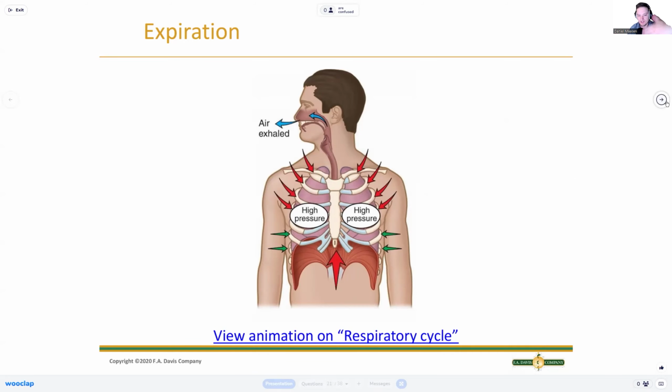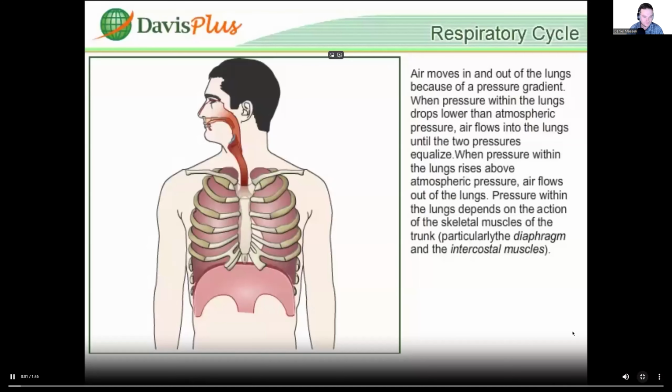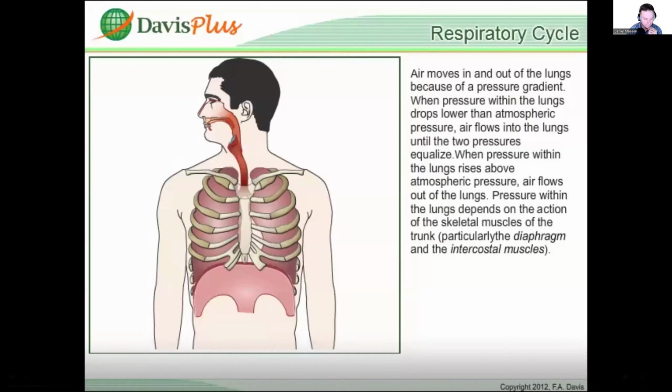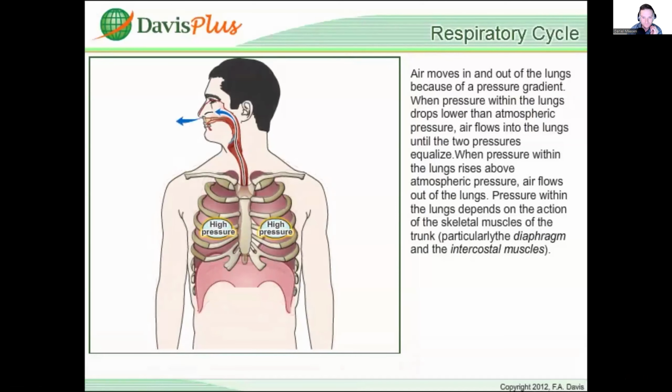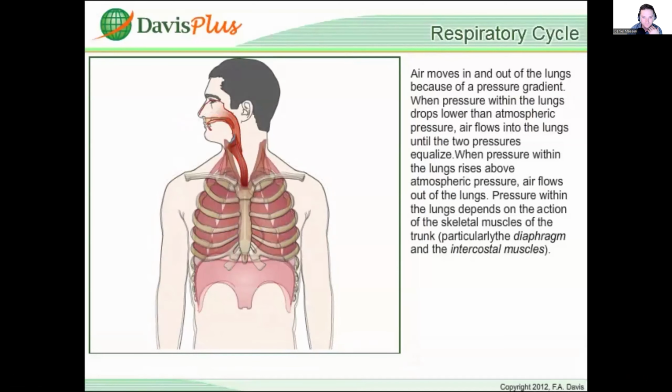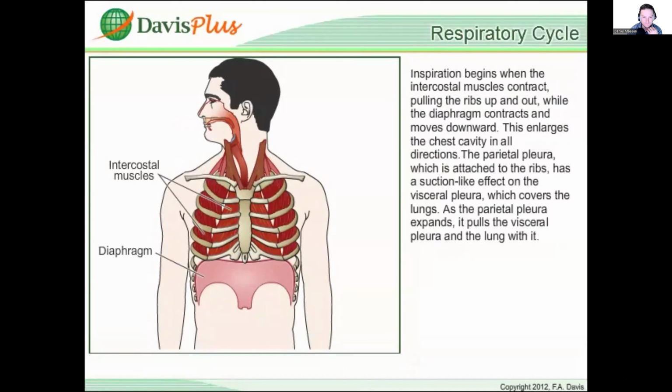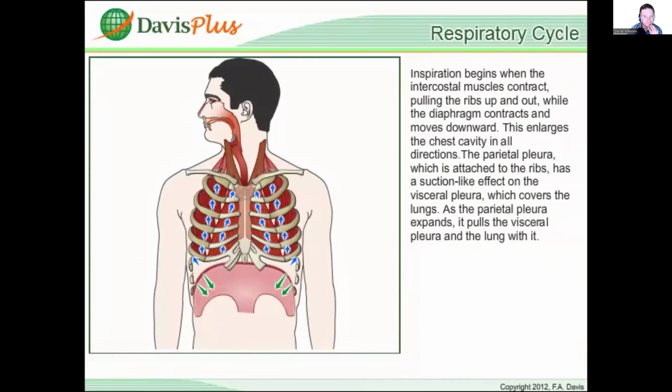Okay. And so this video should kind of summarize it. Air moves in and out of the lungs because of a pressure gradient. When pressure within the lungs drops lower than atmospheric pressure, air flows into the lungs until the two pressures equalize. When pressure within the lungs rises above atmospheric pressure, air flows out of the lungs. Pressure within the lungs depends on the action of the skeletal muscles of the trunk, particularly the diaphragm and the intercostal muscles. Inspiration begins when the intercostal muscles contract, pulling the ribs up and out, while the diaphragm contracts and moves downward. This enlarges the chest cavity in all directions.